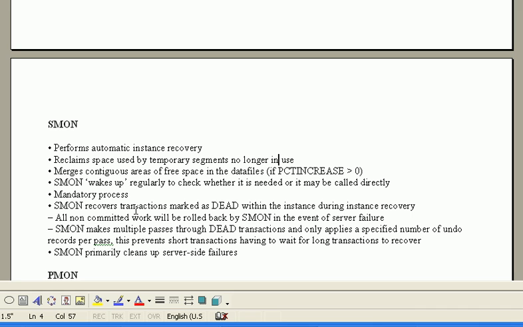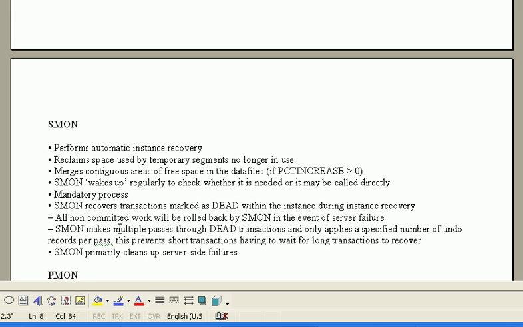SMON recovers transactions marked as dead within the instance during instance recovery. All non-committed work will be rolled back by SMON in the event of server failure.